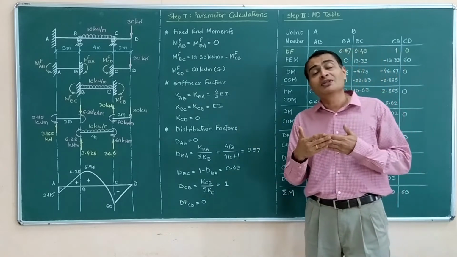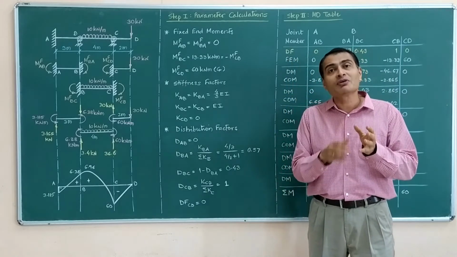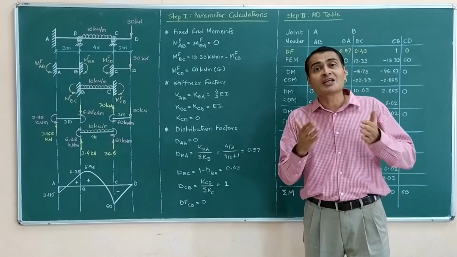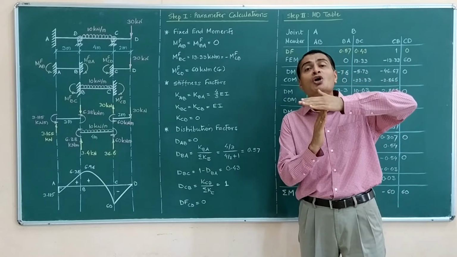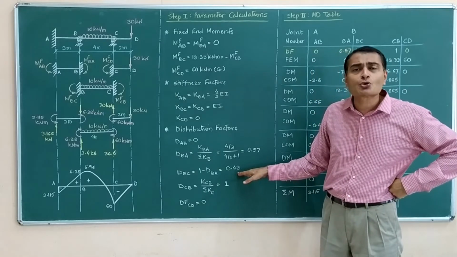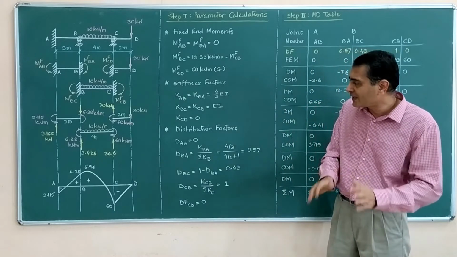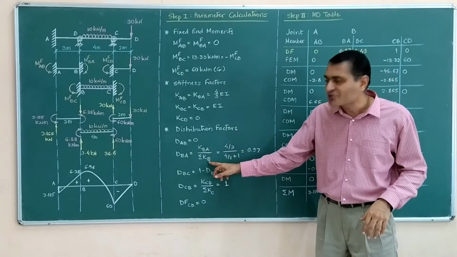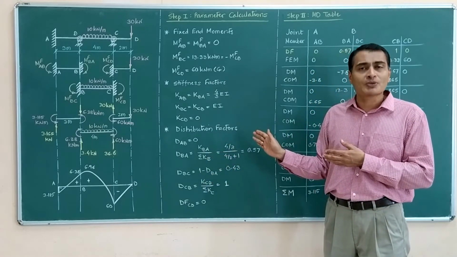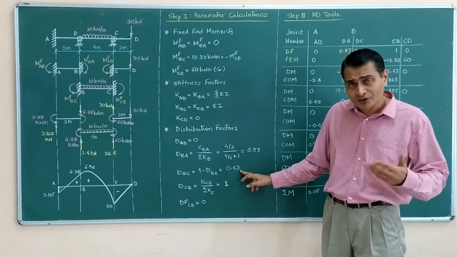This works only for two members. When three members are meeting, you have to calculate two of them, and the third one will be 1 minus these. That we will see in frames, when three members, two beams and one column, are meeting, forming a T joint. So yes, I hope you are following this and not getting confused about why a new expression has suddenly appeared. It's not like that. It is K of BC upon sigma K at B, which will be the same as 1 minus distribution factor of BA, which we have already found. So it is 1 minus 0.57, that is 0.43.